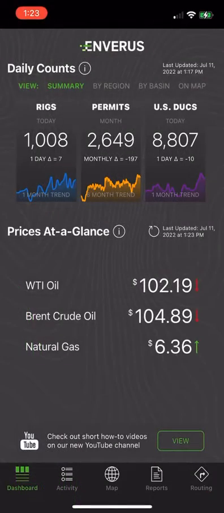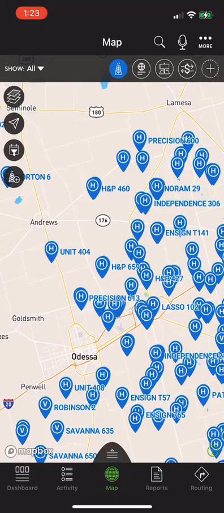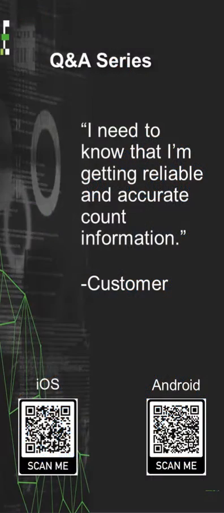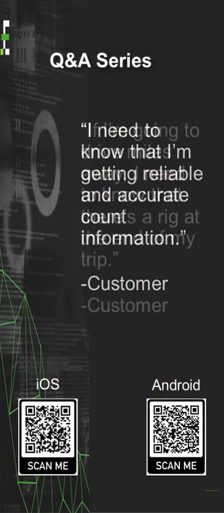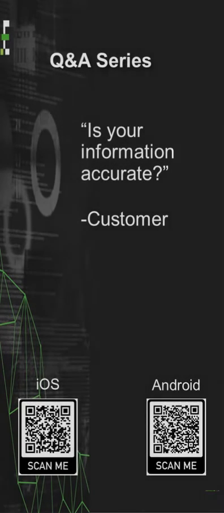So whether that's on the dashboard in the form of counts, deltas, and trends, or on the map in the form of locations, you're basically saying, I need to know that I'm getting reliable and accurate count information, and if I'm going to drive to a location miles away from my starting point, I need to know that there's going to be a rig there when I get there. The other aspect is needing to know that the attribute information we're providing, like contractor name, operator name, spud date, depth, and other important fields, are correct.